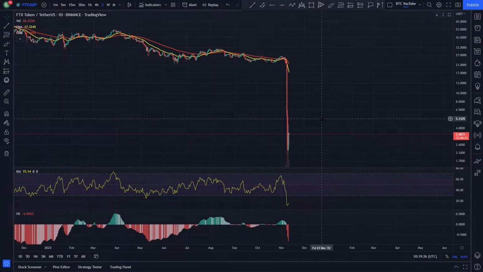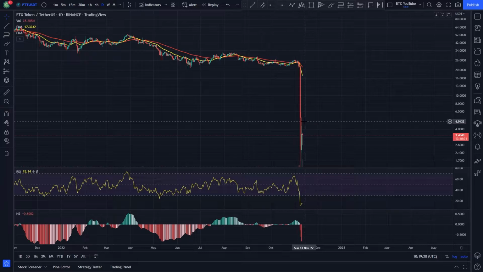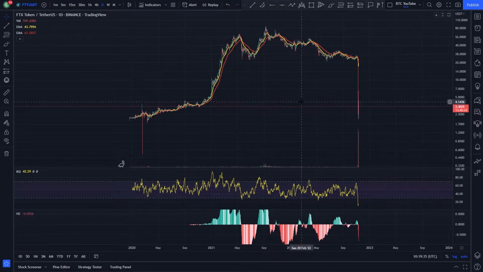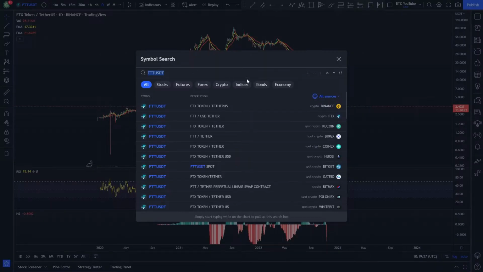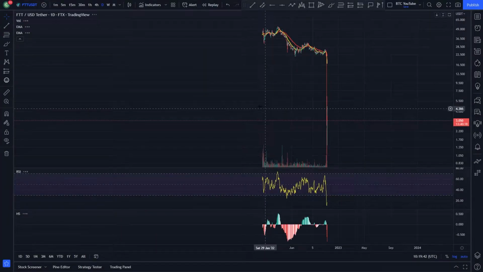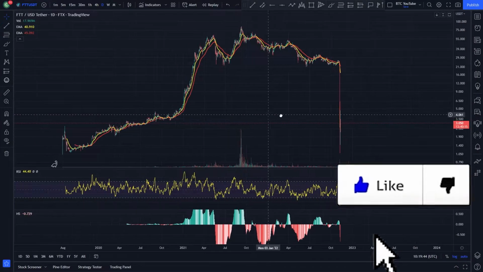So by popular demand, we are going to take a look at FTT, or the FTX token for the exchange. Obviously, you can see this chart is absolutely ludicrous. This is really an absolutely ridiculous chart, isn't it? Let me see if I can find one that's got a bit more price history. This is on Binance. FTX. Okay, here we go. This is a bit better.